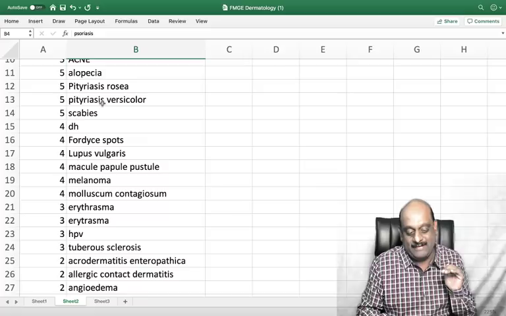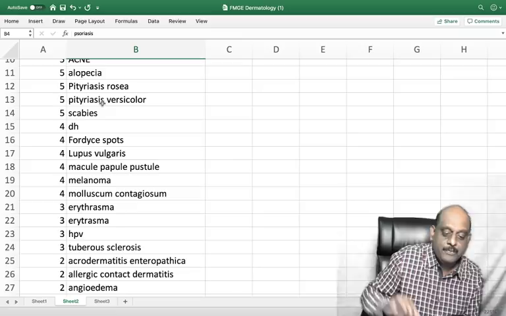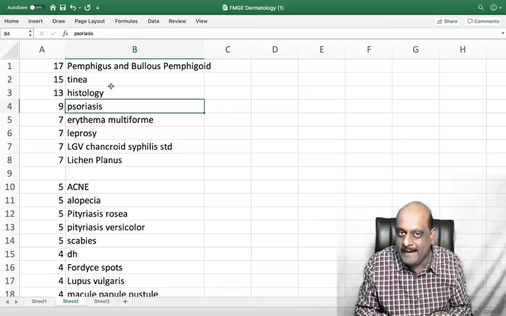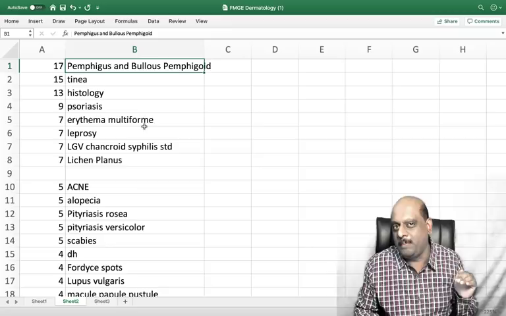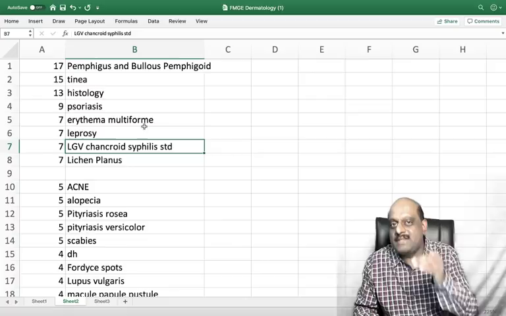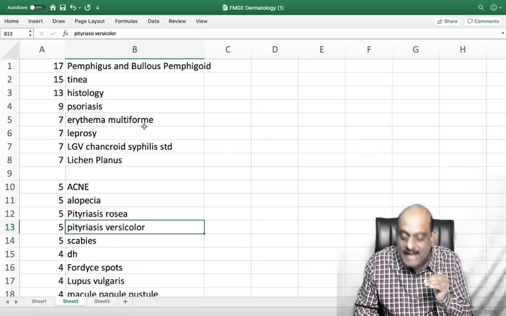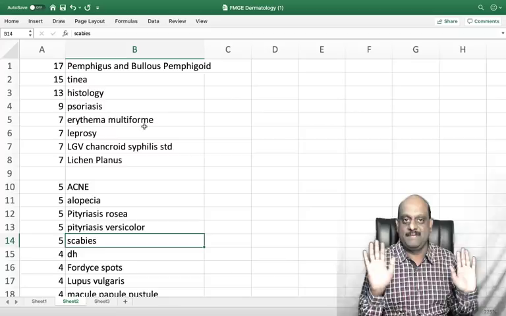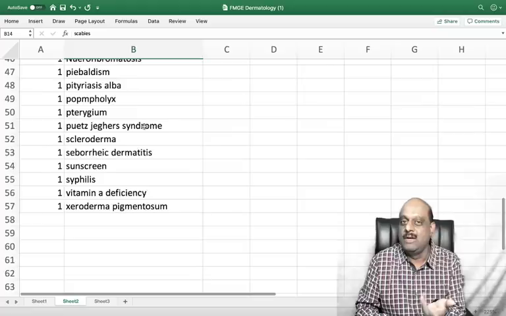So whenever a student is going for the exam and very short time is available, always we suggest, bhaiya, this is the topic list in descending order of priority. Try to read at least the top 15 topics. Pemphigus, dermatophyte, histology, psoriasis, erythema multiforme, leprosy, LGV, chancroid, syphilis like STDs, lichen planus, acne, alopecia, pityriasis rosea, pityriasis versicolor, scabies. That's it. There are so many things asked only 2 times, 1 time, 1 time. What is the point in reading them if you don't have time?